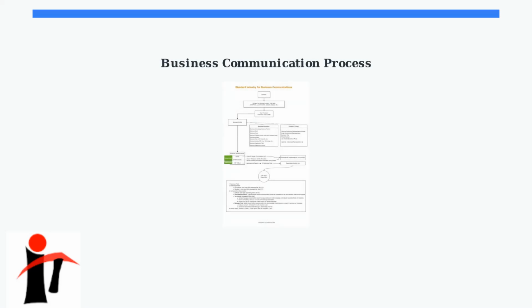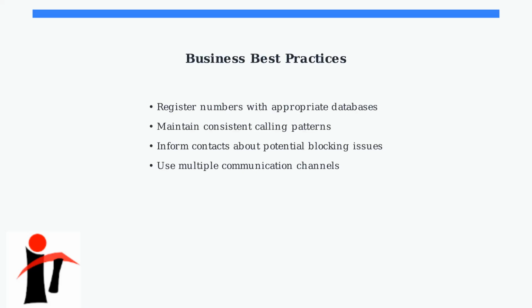For businesses, following proper communication protocols is essential. This flowchart shows the standard industry process for business communications, including required registrations and compliance measures. Businesses should adopt these best practices. Register their numbers with appropriate databases, maintain consistent calling patterns, inform contacts about potential blocking issues, and use multiple communication channels to ensure reliable contact.